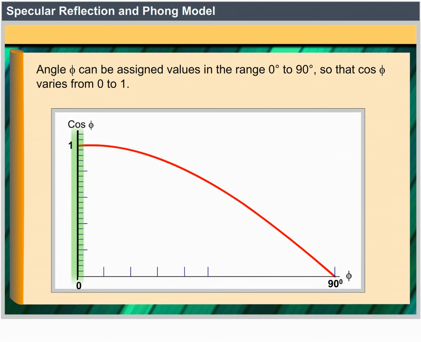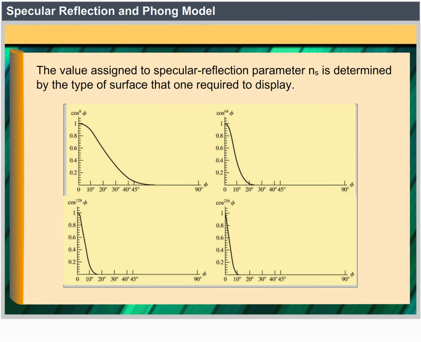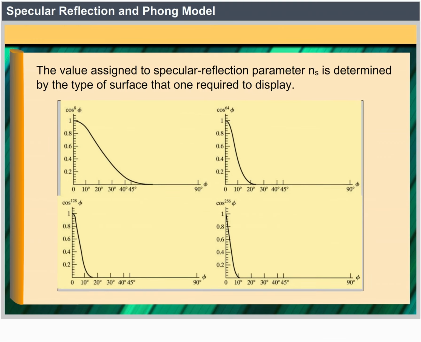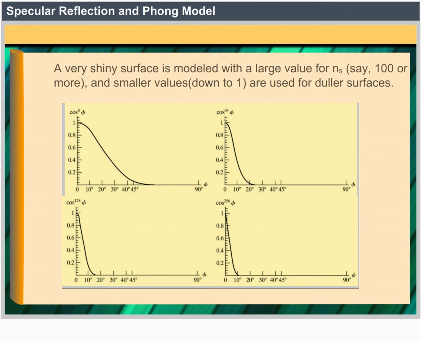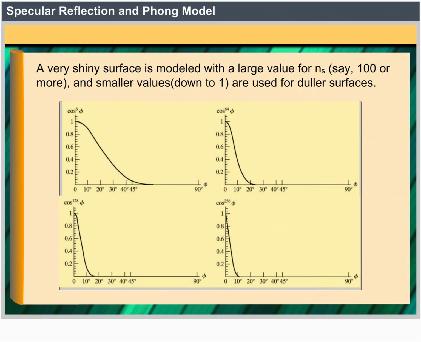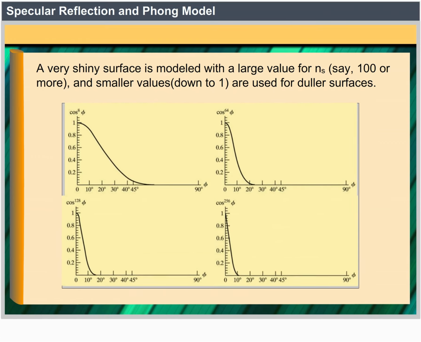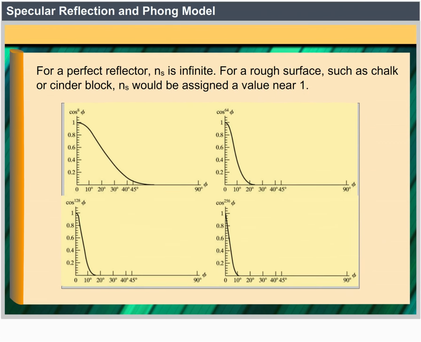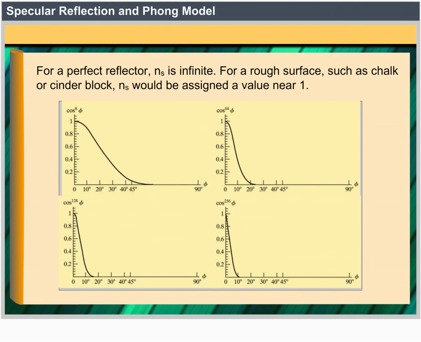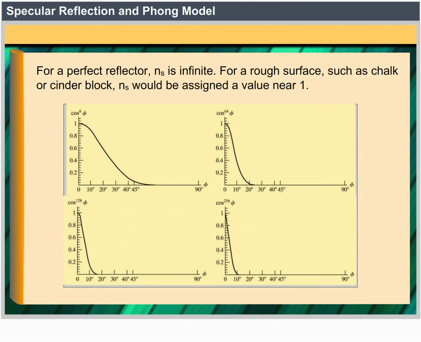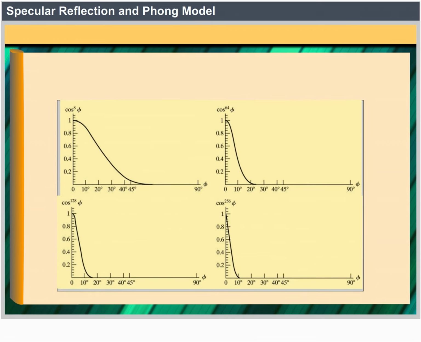The value assigned to specular reflection parameter ns is determined by the type of surface that we want to display. A very shiny surface is modeled with a large value for ns, say 100 or more, and smaller values down to 1 are used for duller surfaces. For a perfect reflector, ns is infinite. For a rough surface, such as chalk or cinder block, ns would be assigned a value near 1.